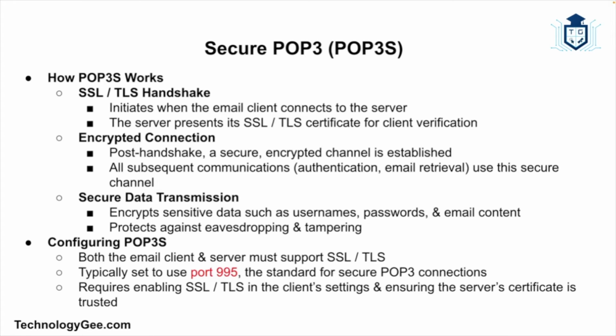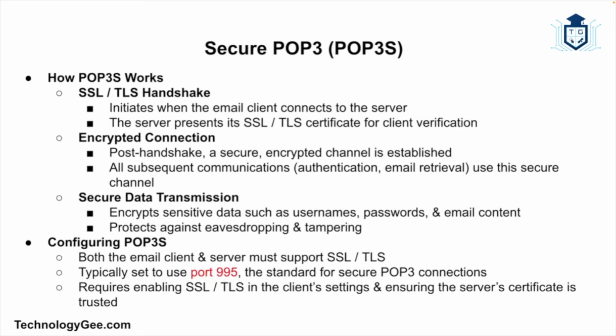So exactly how does POP3S work? The first part is the SSL/TLS handshake. When an email client connects to the server using POP3S, an SSL/TLS handshake is performed. During this handshake, the server presents an SSL/TLS certificate to the client for verification. Now, once the handshake is complete, an encrypted connection is established, and all subsequent communication, including authentication and email retrieval, occurs over this secure channel.